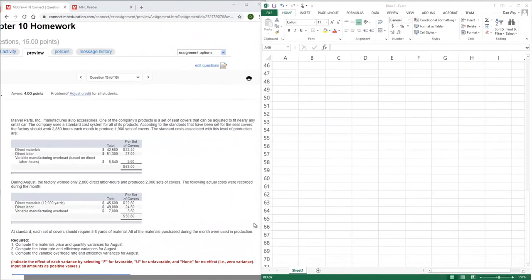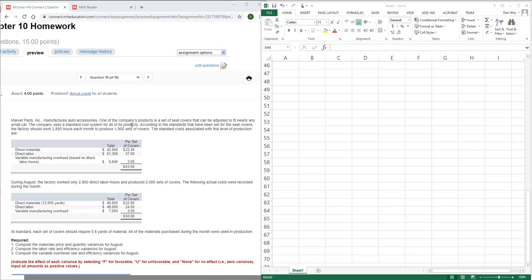Okay, the last problem I'm going to work through for now is actually part of a problem from your Chapter 10 homework. So in your Connect homework module, this is question 15, and we're going to at least work through the materials variances just to make sure we talk about a few considerations here. So the setup said Marvel Parts makes auto accessories. One of their products is seat covers that can be adjusted to fit a whole bunch of different cars. They use a standard cost system.